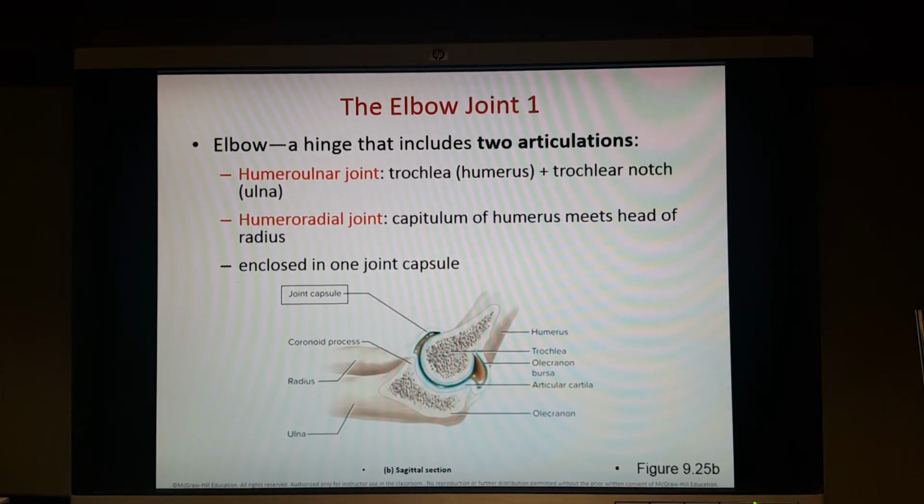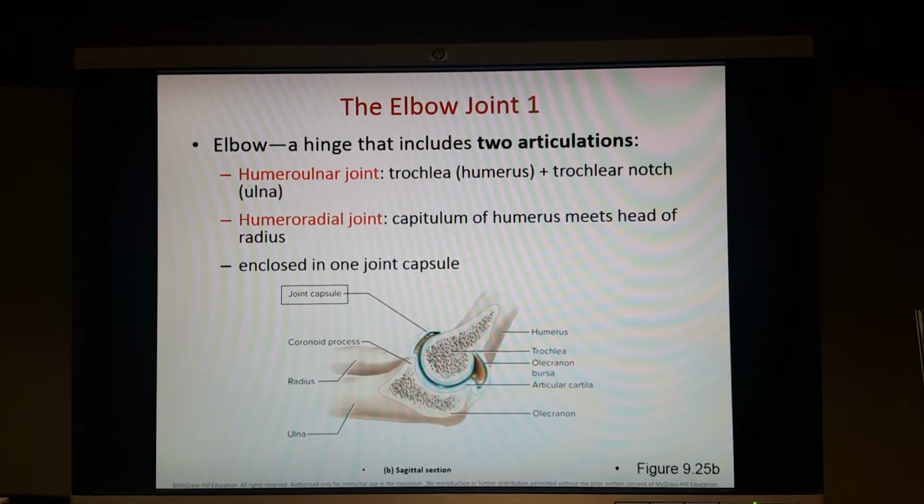The next special joint is in the elbow region. So it's a hinge joint that includes two articulations or two joints. That's between the humerus, the upper arm or more superior region, and the ulna, as well as the humerus to the radial region. All of this is enclosed into one joint capsule.